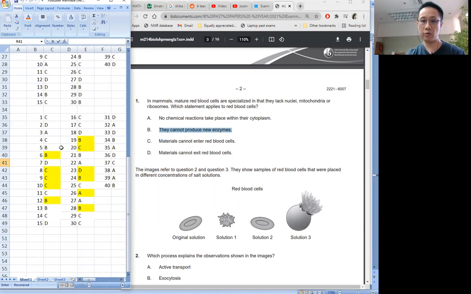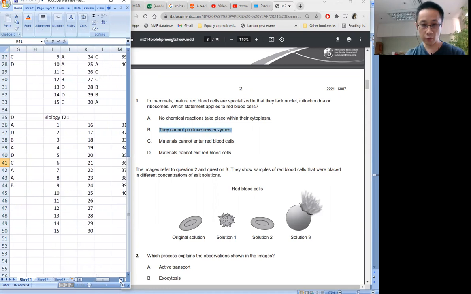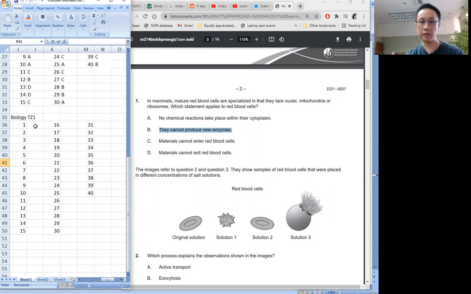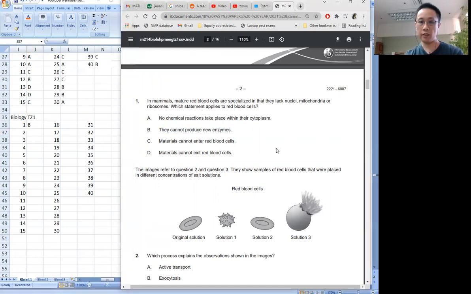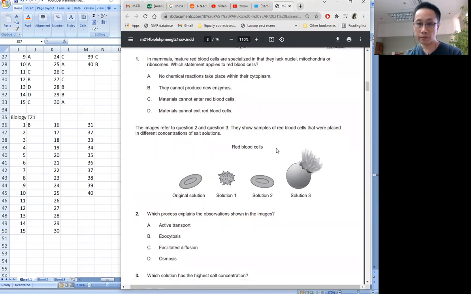Materials can enter or exit red blood cells. That's totally wrong, we know. Material entering and exiting depends on a lot of passive processes. But in any event, the answer to question 1 should be B.